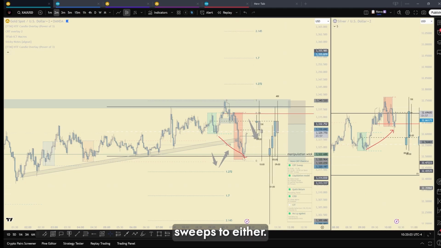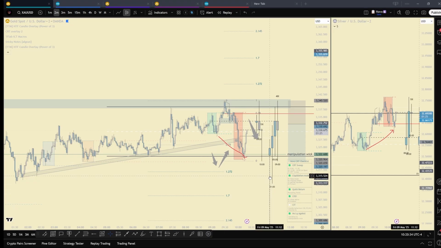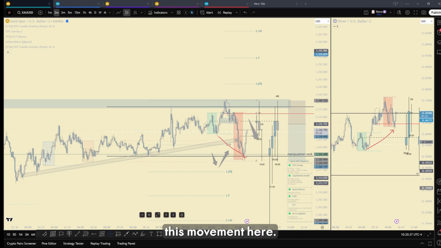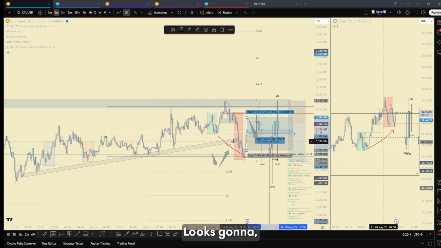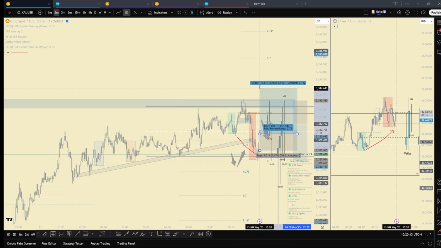Yeah, double sweep CRT there. Yeah, that's kind of pretty much just breaking it. So now it's this movement here. Focusing on here. So probably here then, I guess.